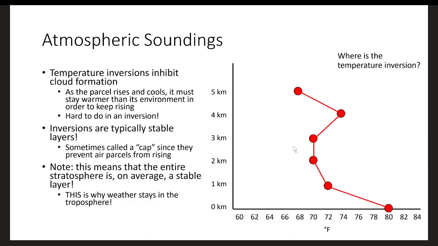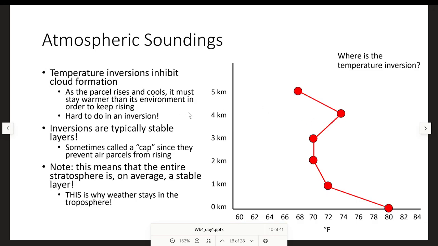Inversions inhibit cloud formation. As the parcel rises and cools, it must stay warmer than its environment to keep on rising, but it's kind of hard to do that in an inversion. If you can get a parcel to break through the inversion, it's called a loaded gun, and it can make for some really powerful storms. But if you have too strong of an inversion that it can't break through, it's not good. You will not get any storms.